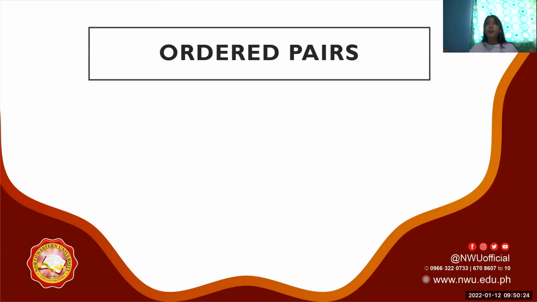Now, ordered pairs are part also of our basic mathematics terms that we've been using in mathematics, which is considered to be a very important term or thing in math. So for ordered pairs, we have been using it, and it's just a pair of numbers that go together.